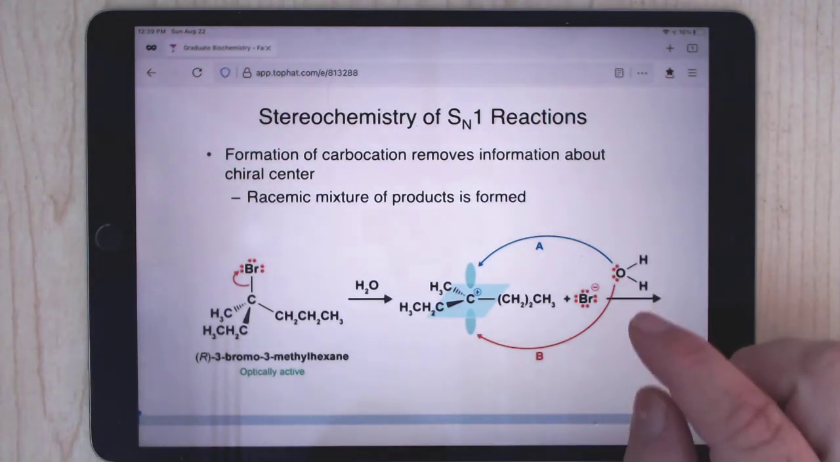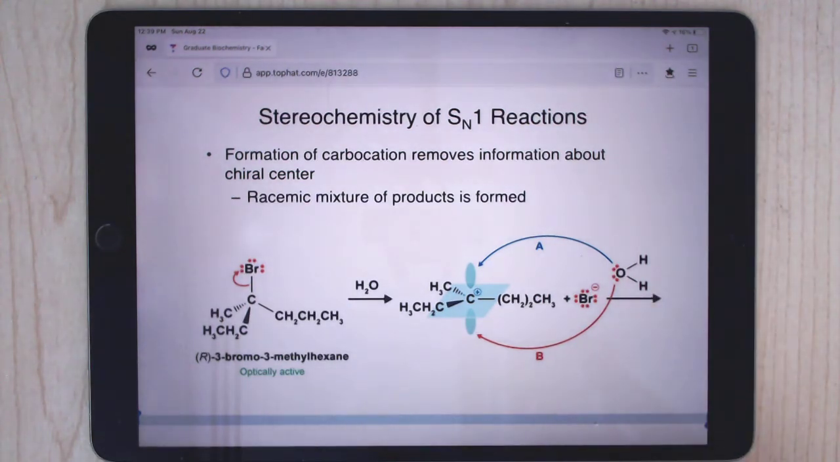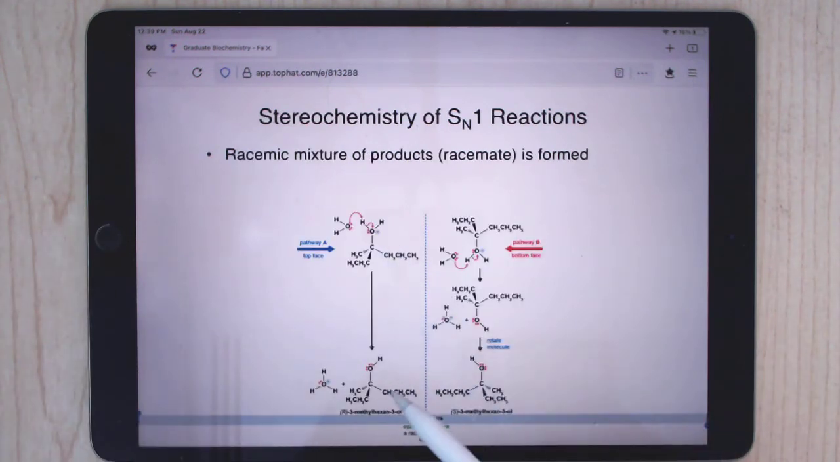Okay, so remember, for SN2 reactions, right, you get an inversion. For an SN1, you get both. You get a racemic mixture. Okay, because you're either going to get it coming in from the top, or you're going to get it coming in from the bottom. Okay, so you're going to get the R and the S. No matter what you start with, you're going to get both the R and the S version for this.